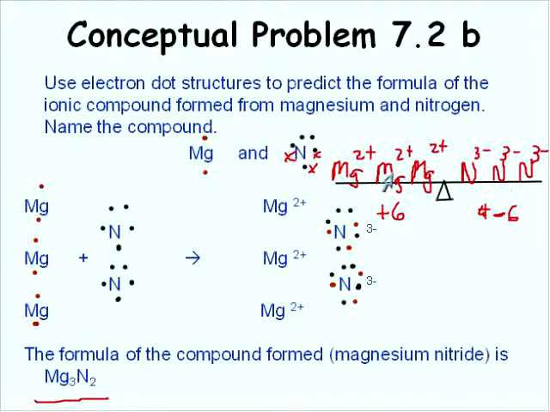Again, here we have +2, +2, +2. So that's a total of a +6. And here, there we go. And so there we have -3, and -3 is a -6.